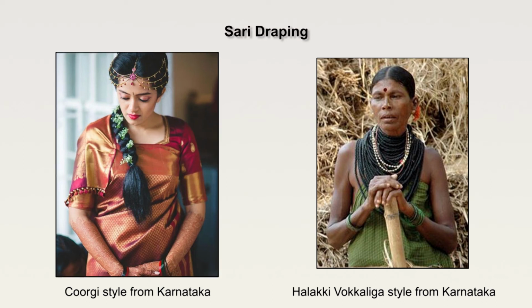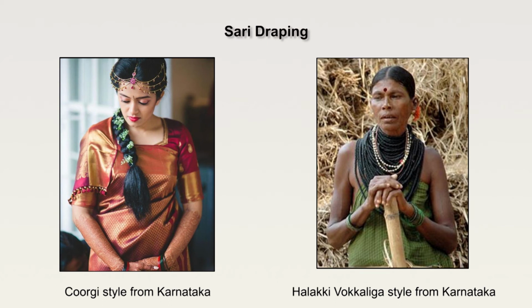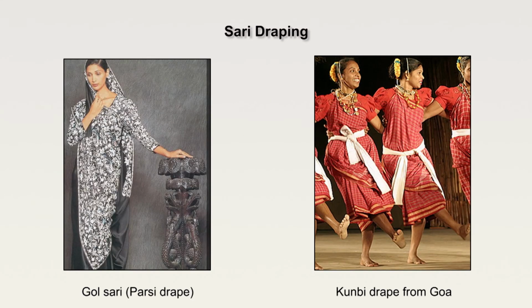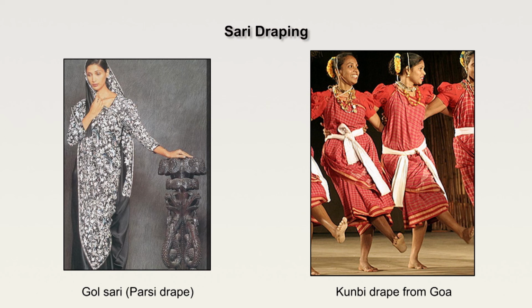On the left is a Kurgi style again from Karnataka. On the right is a Halakki Vokkaliga style from Karnataka. On the left is a gold sari, a Parsi drape style. On the right is a Kunbi drape from Goa.